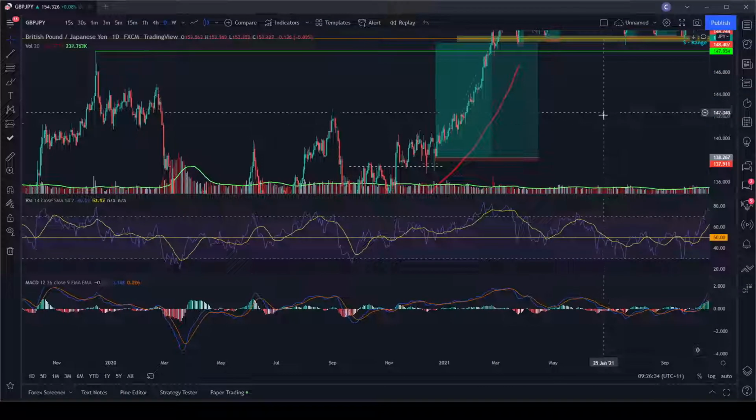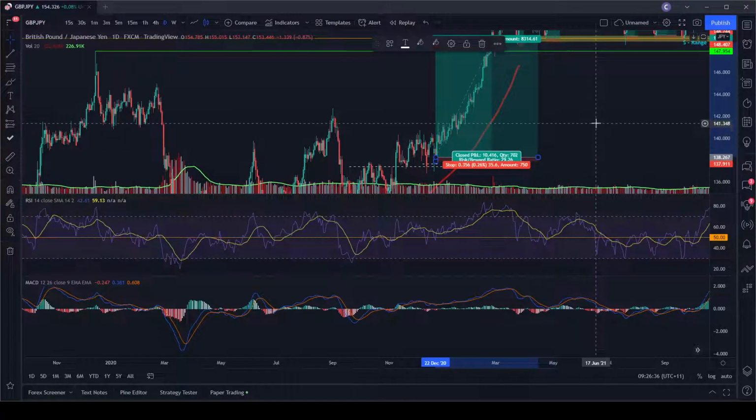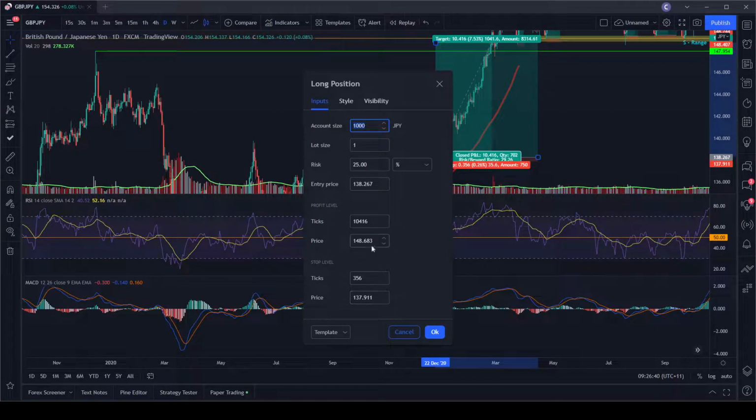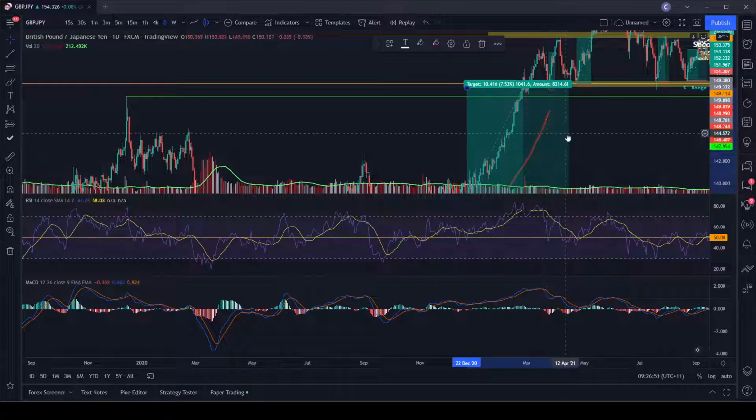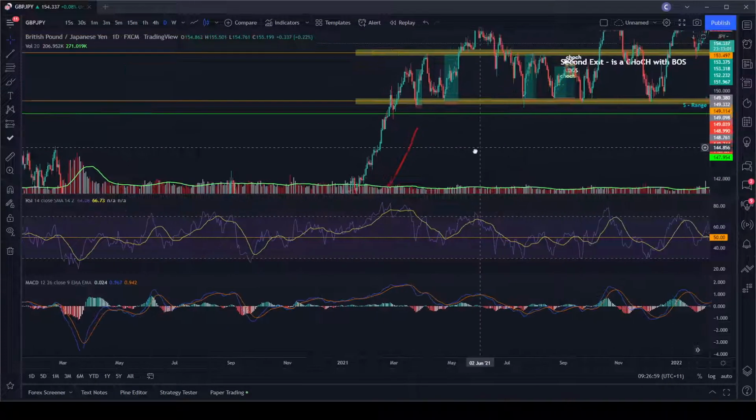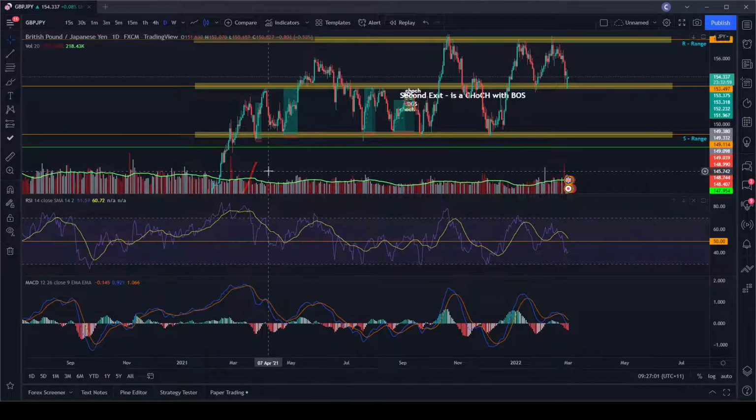Up to resistance there, this continuation trade. 700 pips by the looks of it. Alright, 1,000 pips. It's a 1,000 pip move, which is huge. So if it's one lot, about 10 grand, 10,400. Alright, so that's just context.